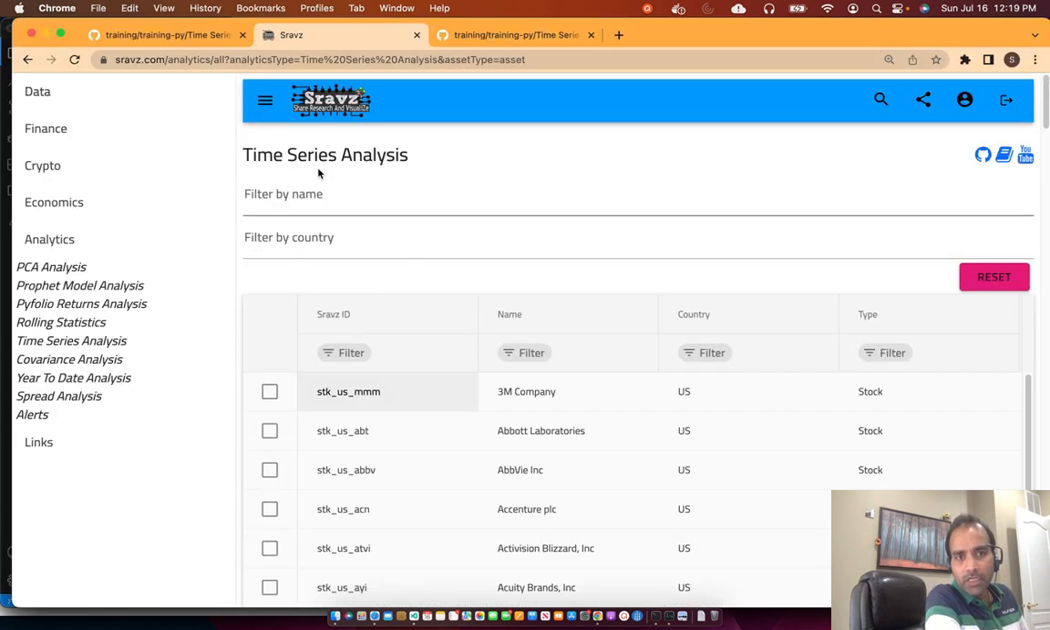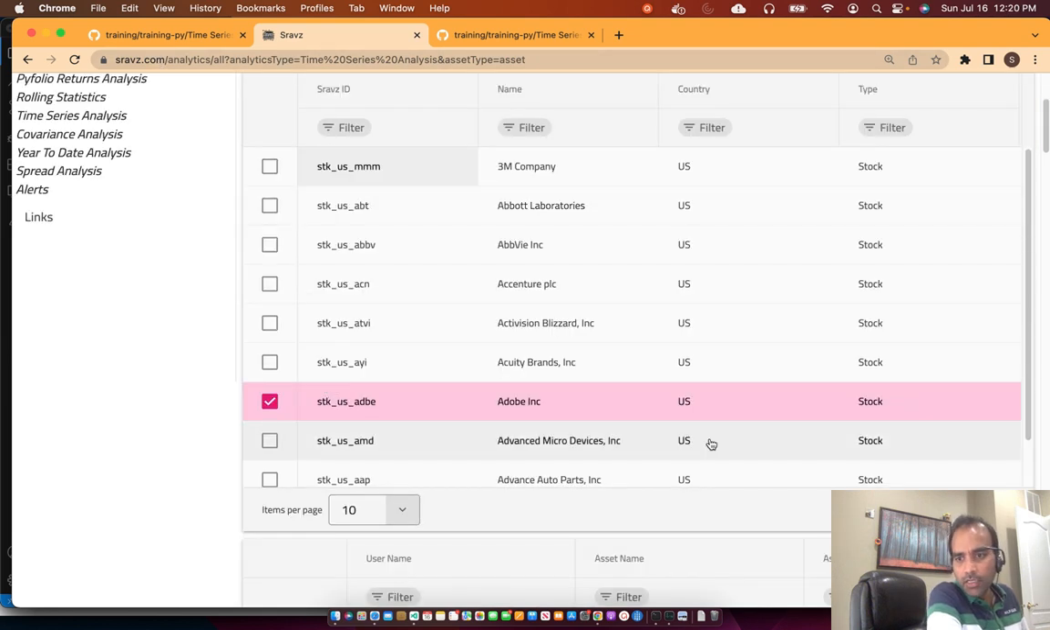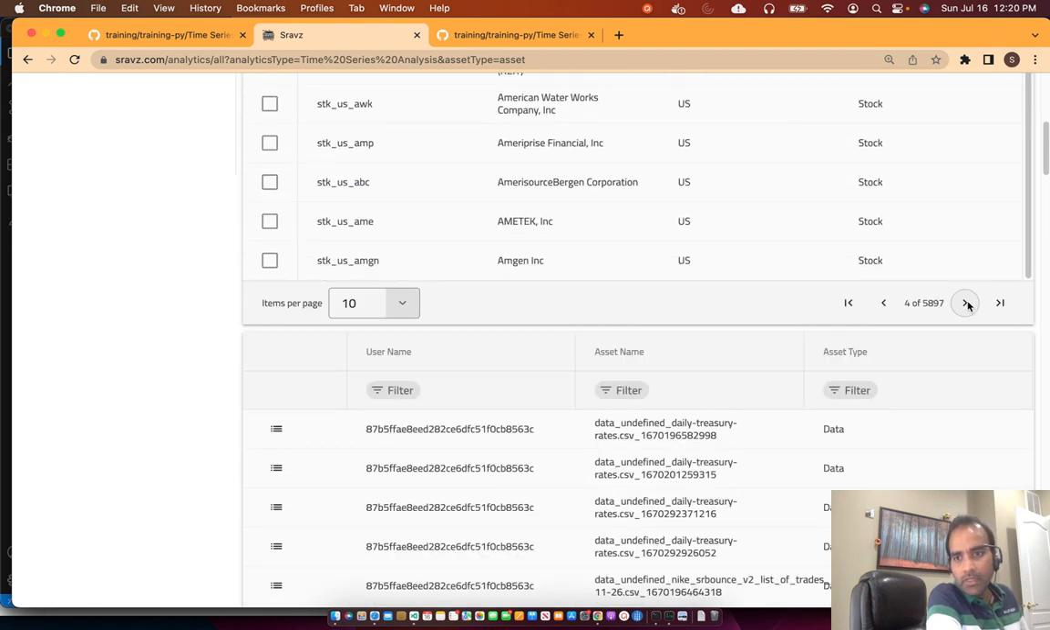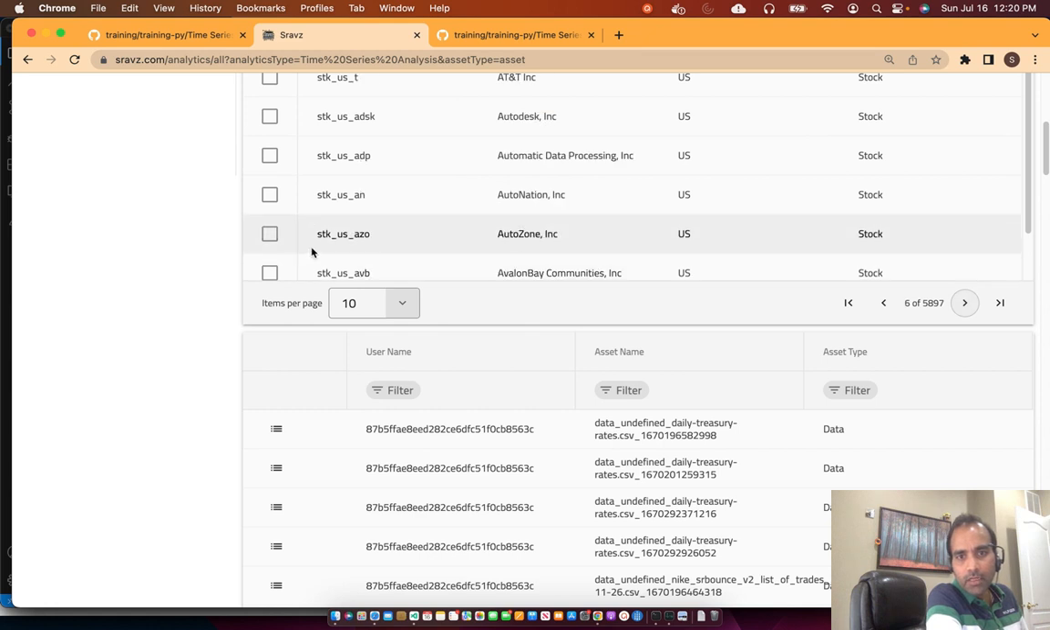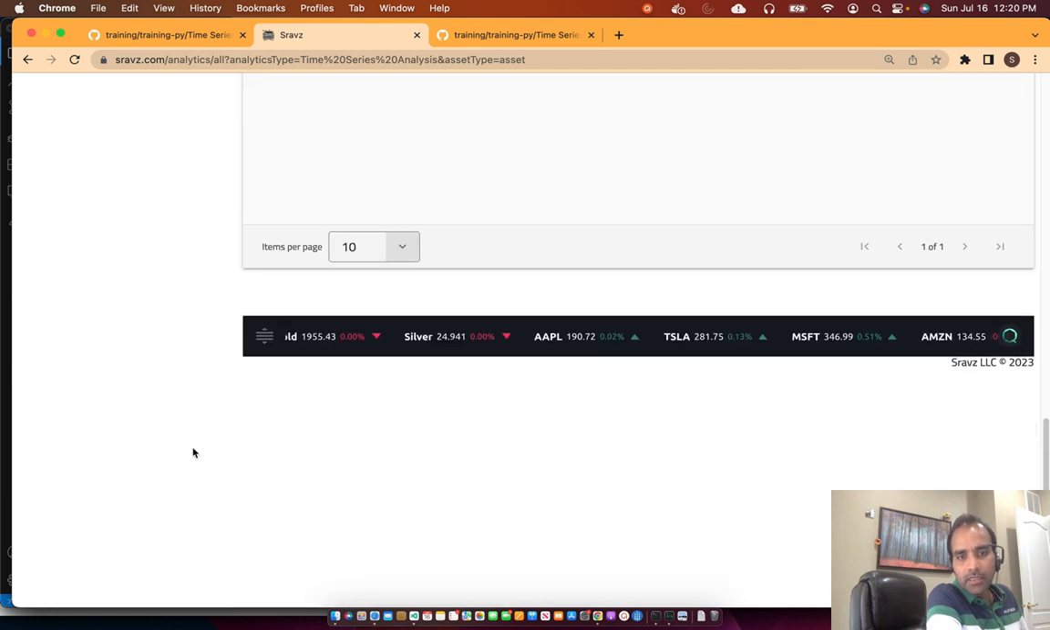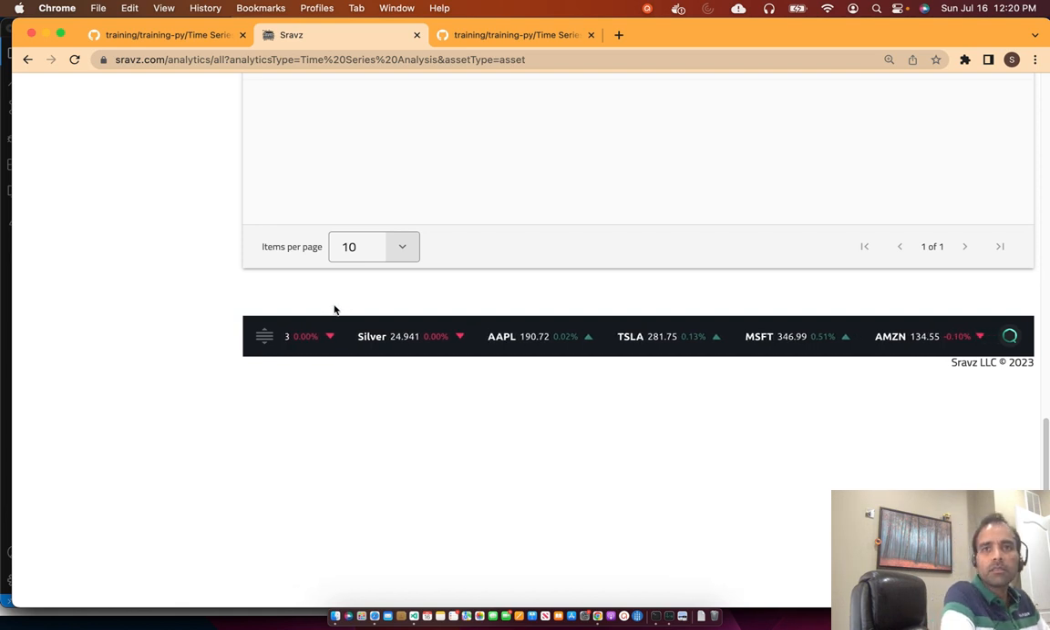Please go over the time series page at Sravz.com by clicking on the time series link here, and you could experiment with various assets. Maybe there are some assets which show some kind of time series correlation. As I mentioned, it takes around 10 to 15 minutes to show the plot, so please wait for a bit.